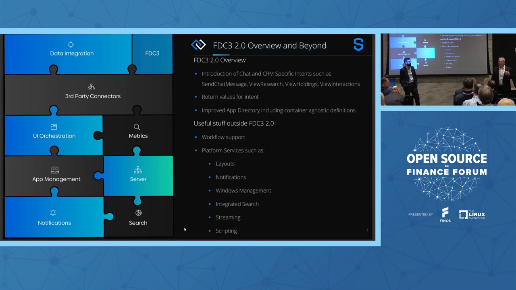Those are all things which you may want as a software vendor, which are platform-specific functions outside of FDC3. So hopefully that's a little bit of what's in 2.0, a little bit of why FDC3 helps solve some real problems, and some real code running to show what it does.